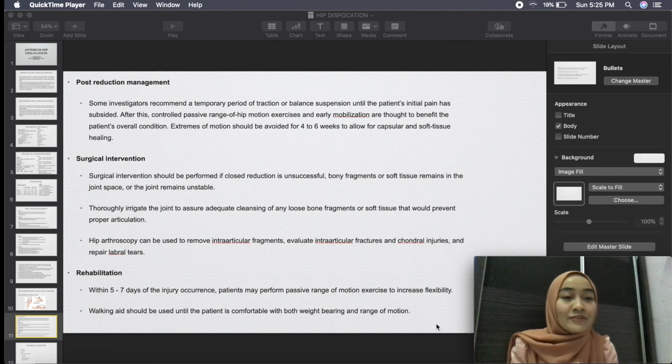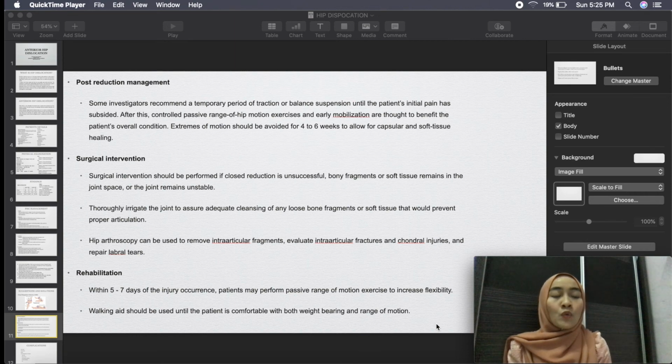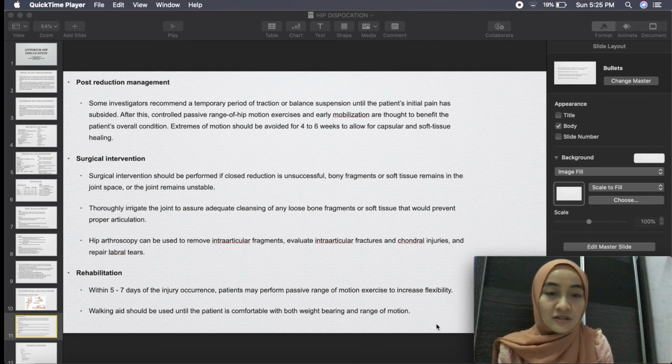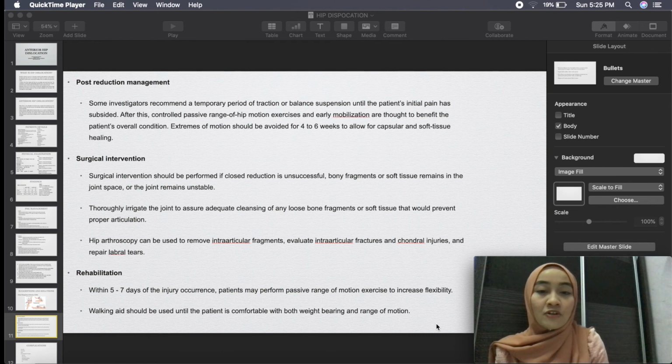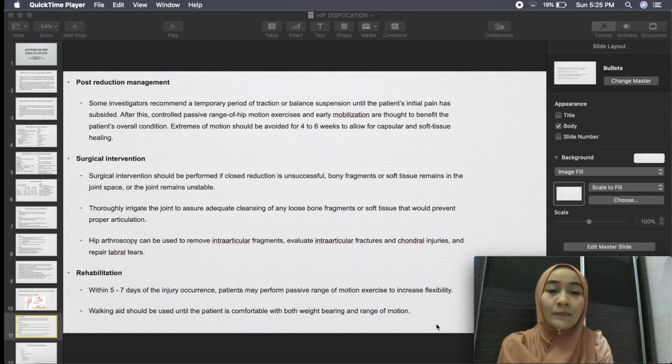Okay, lastly is rehabilitation. Within 5 to 7 days of the injury occurrence, patients may perform passive range of motion exercise to increase flexibility. A walking aid should be used until the patient is comfortable with both weight bearing and range of motion.